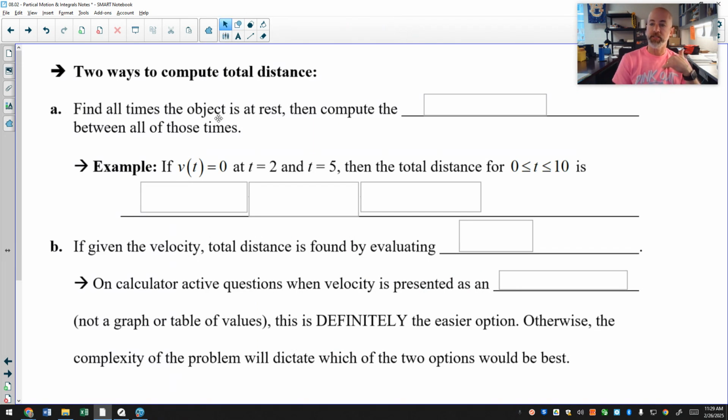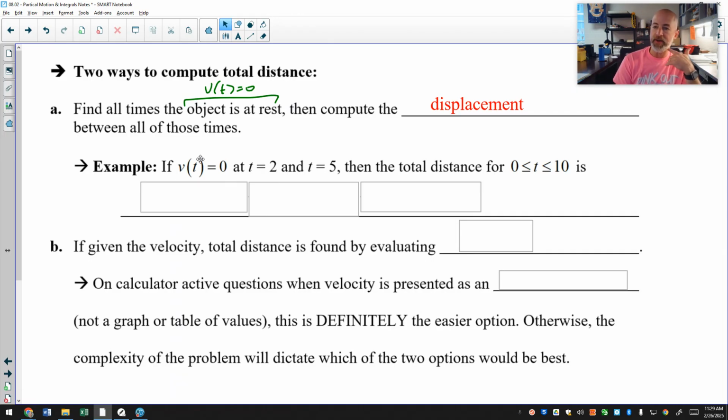One way is to find all of the times the object is at rest. And again, I'll reiterate, the object is at rest when the velocity is equal to 0. And once you have all of those times, we'll find the displacement between those times, or on all of the intervals created by the resting times.